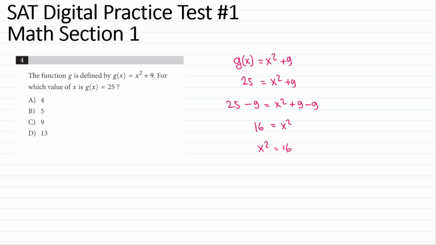Okay, now we can take the square root of 16 to get the x. However, there are two possible answers here, which is plus minus the square root of 16. And the square root of 16 is 4, so our x will be plus and minus 4. The x can be equal to 4 or the x can be equal to minus 4, depending on which choice is available. However, only x equal to 4 is available for this problem.